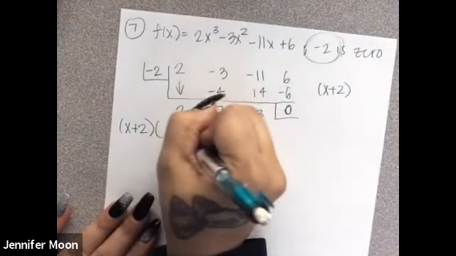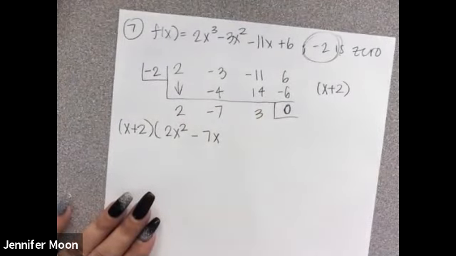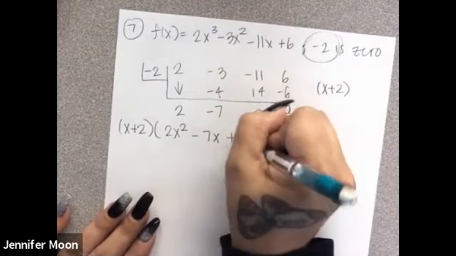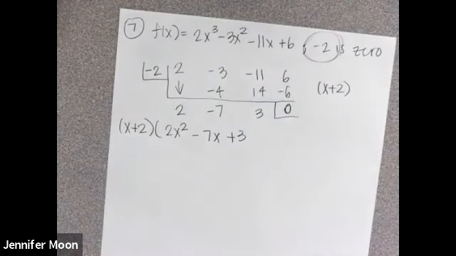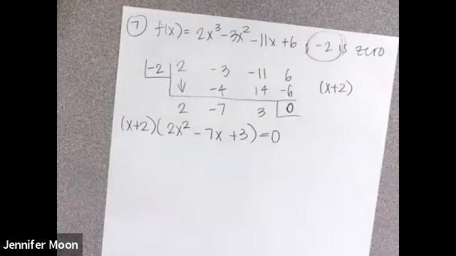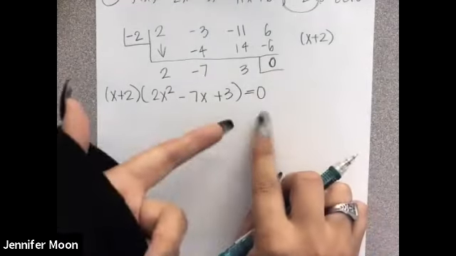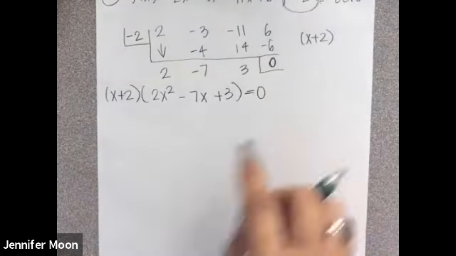So we get 2x squared minus 7, then the next one would be just x, and then I've got a positive 3. Well, it goes 2, 1, none, right? So that 3 is my constant. You just close it. You set it equal to 0 because that's what the problem said. Find zeros. This is how you find zeros, is setting it equal to 0, right?